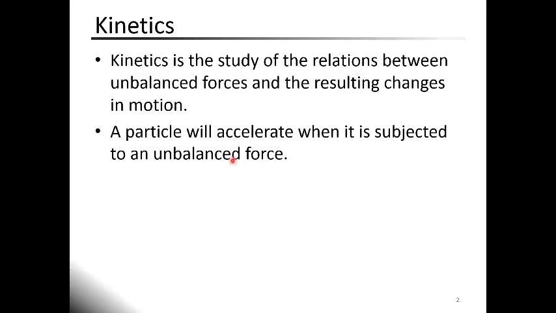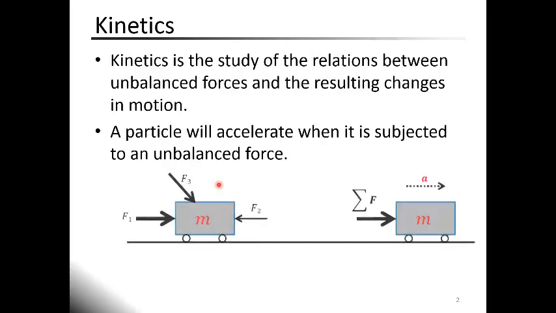So if we have a particle, and this particle is subjected to unbalanced force, this particle will start to accelerate. The figure here shows a particle on the left-hand side of a mass m, and this particle is subjected to three different forces in different directions. So we have a force F1 going to the right, we have another force F2 going to the left, and we have an inclined force here, F3.